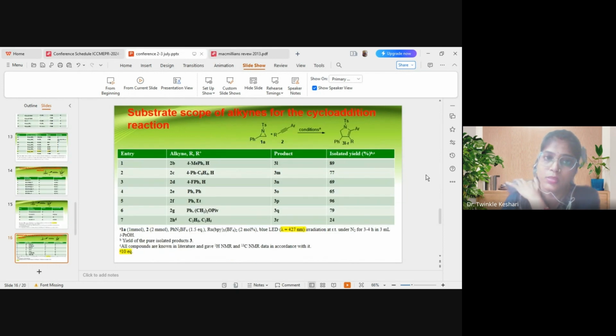Next, we have used different substituted alkynes, with methyl, alkyl, and fluorine. In all these cases, the yield was good to better. Instead, when we used a dialkyl alkyne in entry 7, the yield of product 3R is very low. So in both substrate cases, the use of aliphatic compounds has reduced the yield.